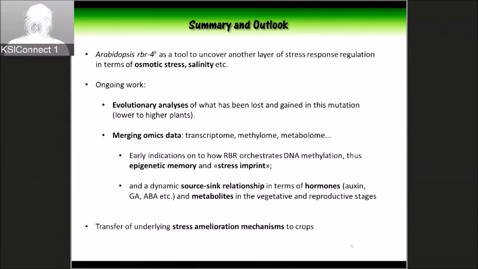And also there is a dynamic source-sink relationship, which seems to change from the sporophytic condition, which I would say is like a source, and then when the ovule starts to develop like a sink tissue, the whole phenomenon changes. And it seems to regulate very nicely all the hormonal pathways which are necessary to ameliorate stress, and the metabolites as well. Of course, the ultimate aim is not to get stuck with Arabidopsis and Physcomitrella, but to transfer the knowledge that we gain in the model system to crop plants.